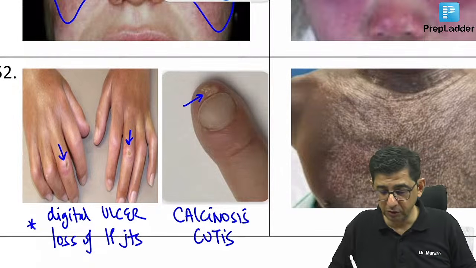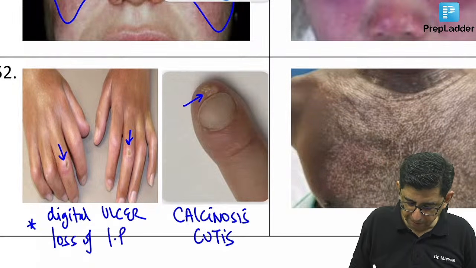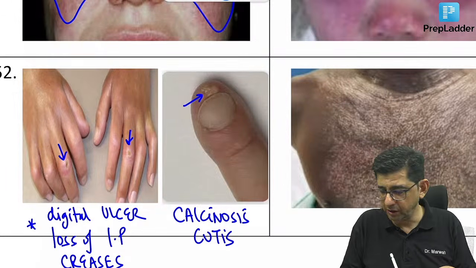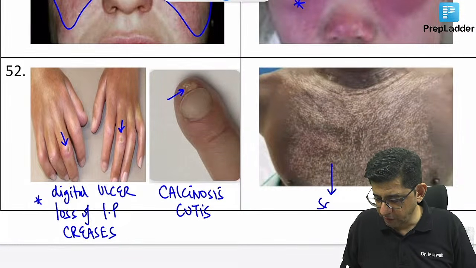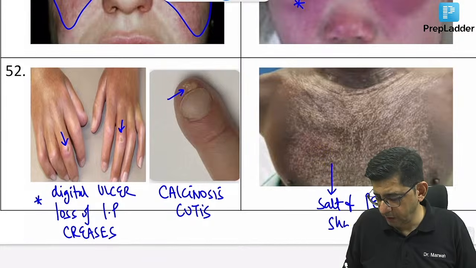Distal ulcer, loss of IP creases. Sorry, not joint. IP means interphalangeal joint creases. We have loss of interphalangeal joint creases. There would be calcium deposition in the skin, calcinosis cutis, and somebody mentioned very beautifully that this would be salt and pepper skin. So that means you've done your derma part well as well. The answer in this case would be scleroderma.